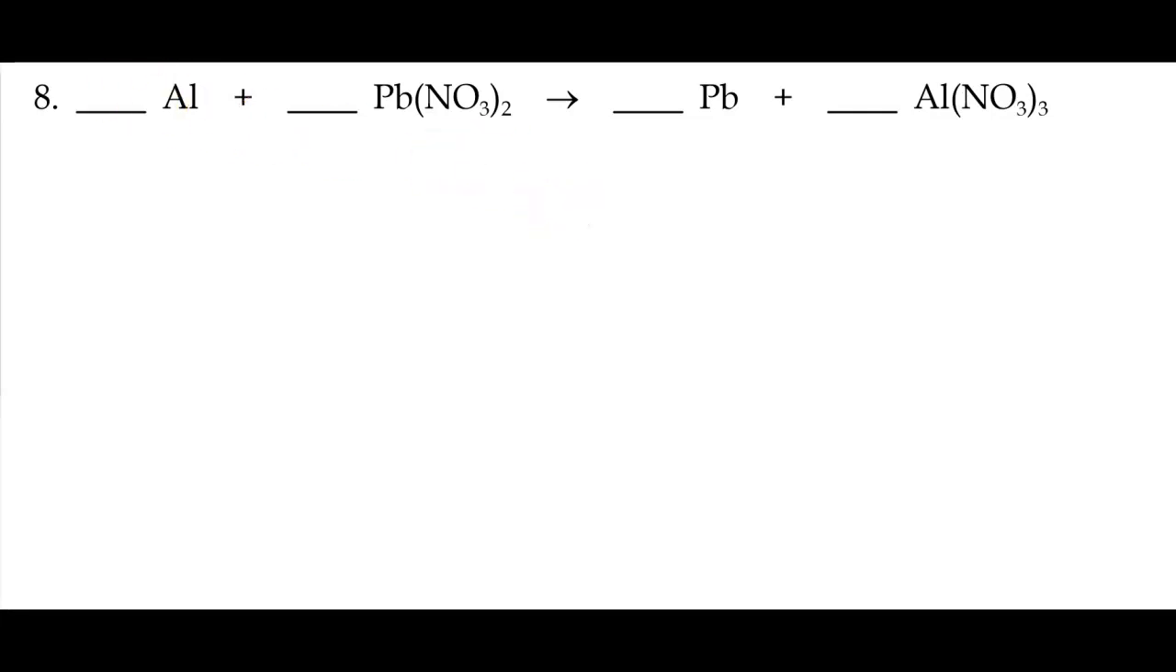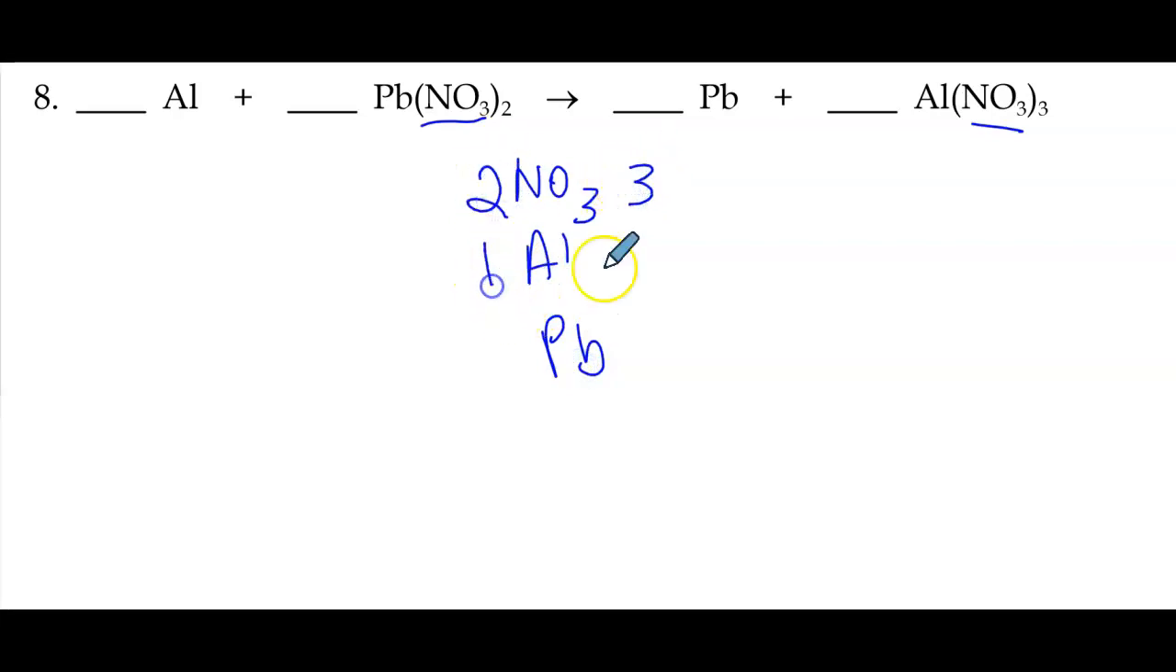All right. Here we go. We have a polyatomic that's the same on both sides. So we will treat the polyatomic as a unit. We have aluminum and we have lead. We have 2 nitrates and 3 nitrates. 1 aluminum, 1 aluminum, 1 lead, 1 lead.